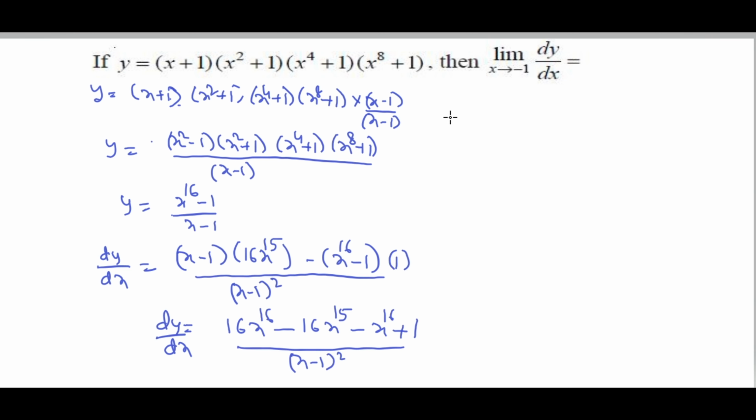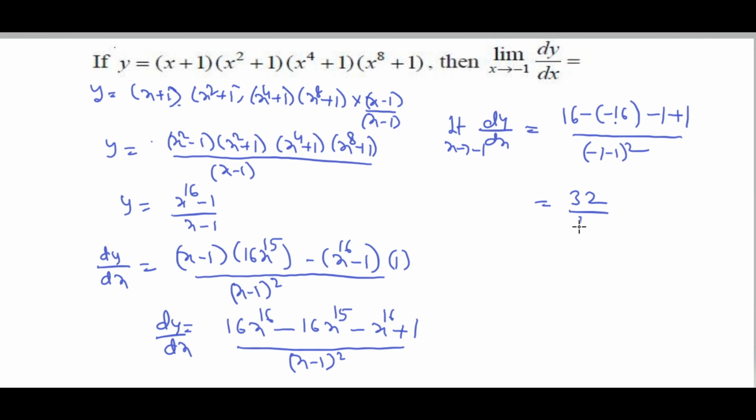Here it is given limit x tends to minus 1 of dy by dx. Substituting x is equal to minus 1 in this equation, 16 x power 16 is 16, minus 16 x to the power of 15, that is minus of minus 16, minus x to the power of 16, that is minus 1, plus 1 by (x minus 1) whole square, that is (minus 2) whole square. Here 16 plus 16 is 32, minus 1 plus 1 cancelled, that is 32 by 4, which is equal to 8. That is the answer.